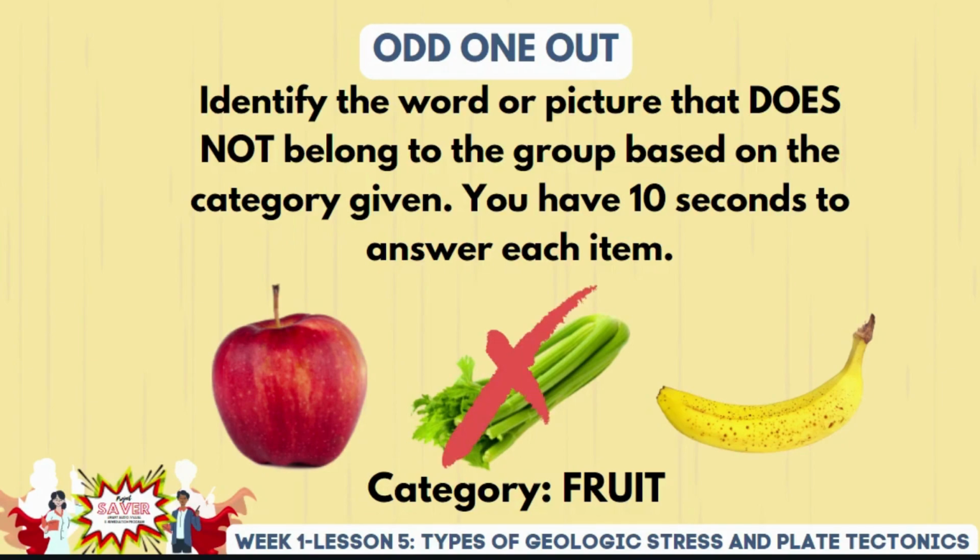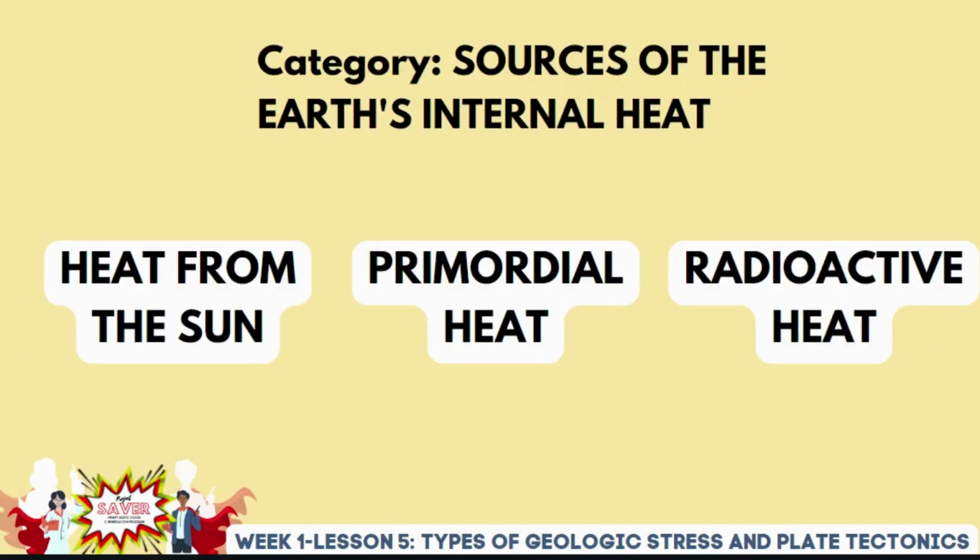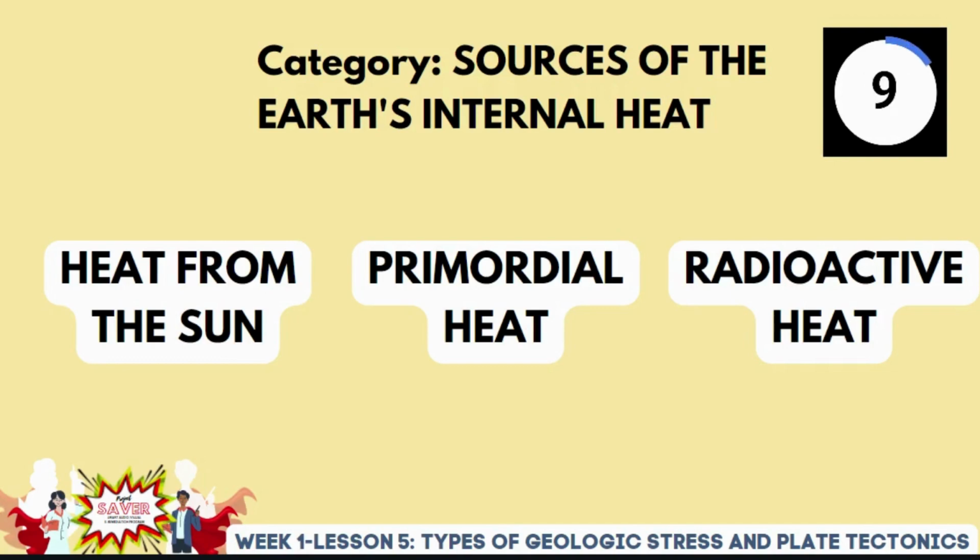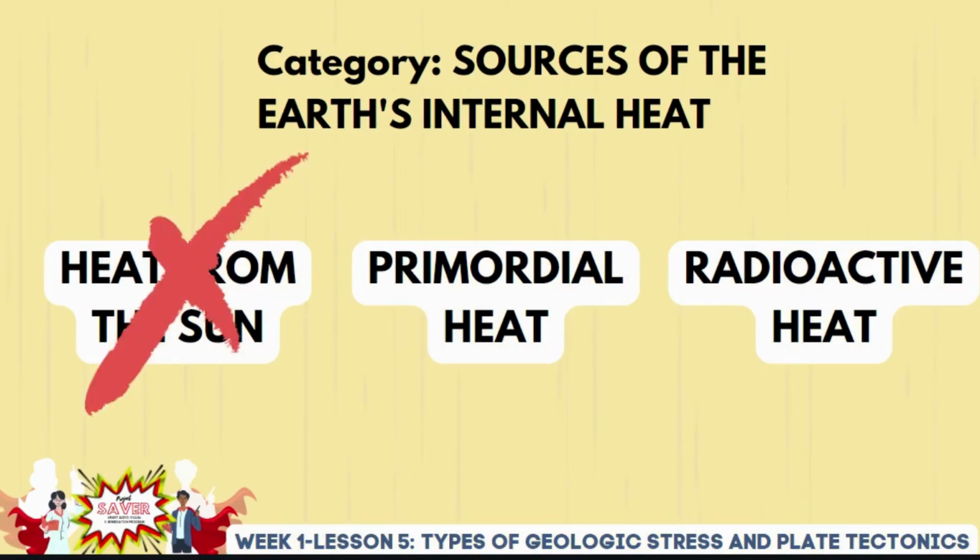I think you're now ready for the first item. The category is sources of the Earth's internal heat. We have heat from the sun, primordial heat, radioactive heat. Which of the three is the odd one? Time's up. The odd one is heat from the sun.